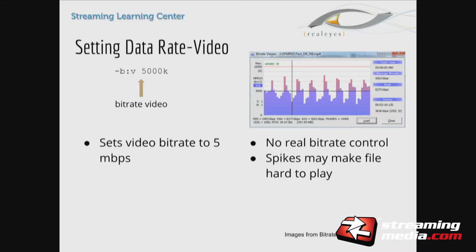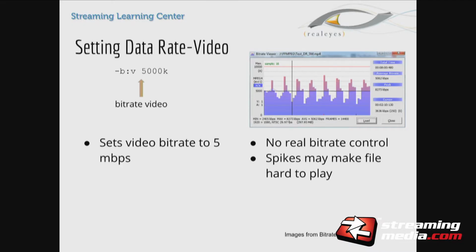So the most basic data rate control for video is -b:v, bitrate video. And then here I'm using 5 megabits per second, so it's 5000k. And that's how you would set the bit rate in the command line.